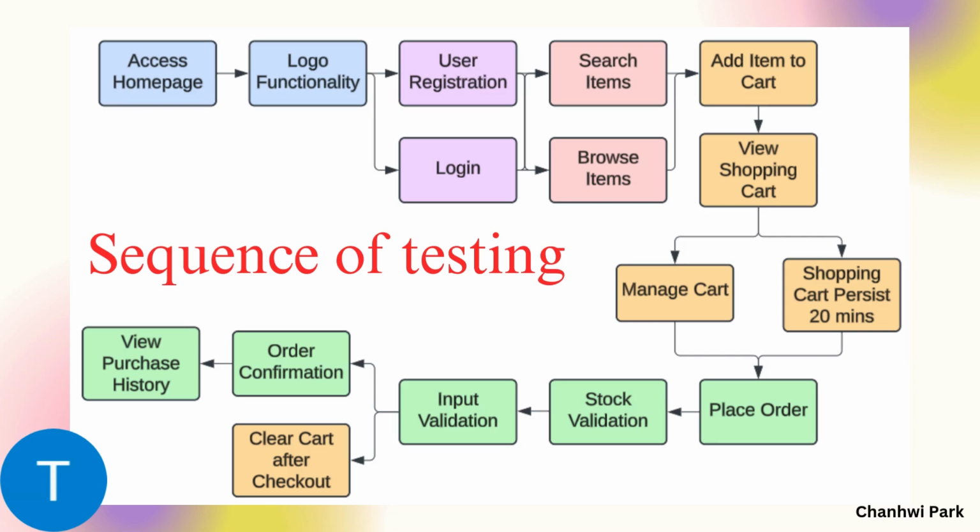The next phase is order management. We start by testing place order, followed by stock validation and input validation. Once we successfully make an order, we can test order confirmation and clear cart. Finally, we can test view purchase history as the last structure.